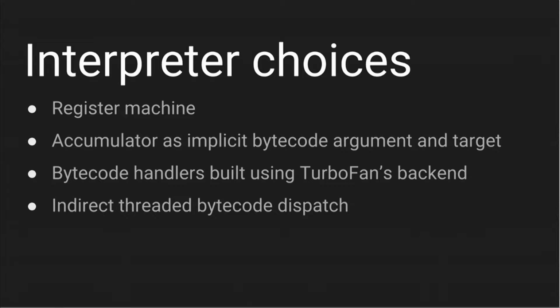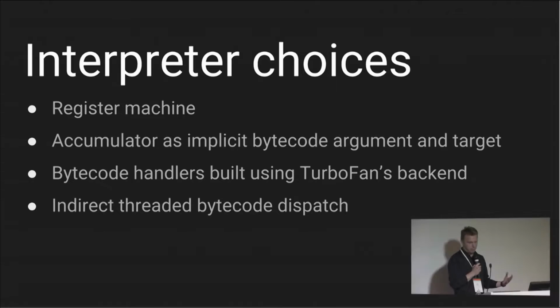Very quickly, it's a register machine versus a stack machine, if you're into interpreters. We have an accumulator, which is an implicit argument to things, which allows us to keep the bytecode small. The bytecode handlers, which are the little functions which execute each bytecode, are implemented in TurboFan raw machine assembler, which is really cool. We write very little platform-specific code. And for now, we use indirect threaded dispatch.